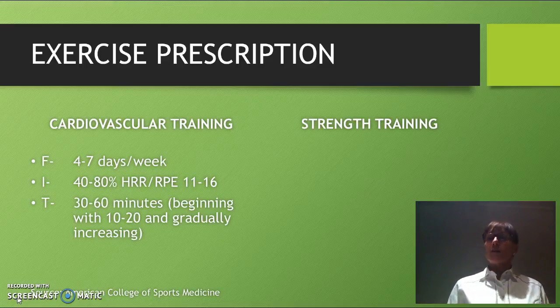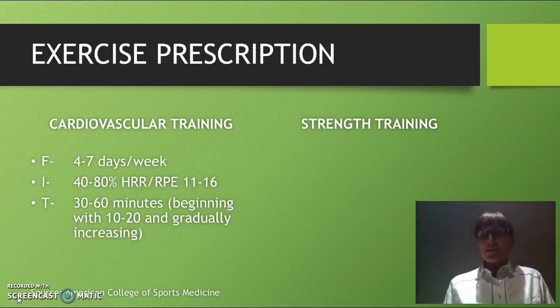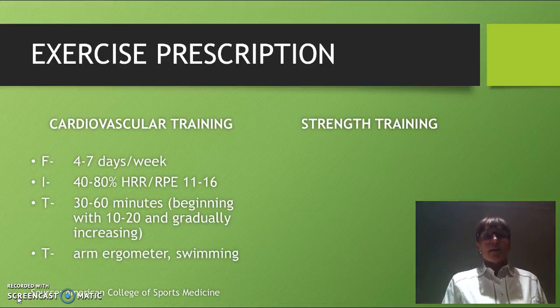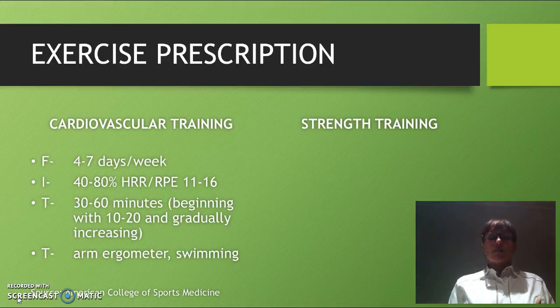It's important to note that if you're working with someone that is a recent amputee, their level of fitness and, like I said, their energy expenditure is going to change, and so you need to gradually start them with their cardiovascular training with short bouts of 10 to 20 minutes and then gradually increase. And then, of course, the type is going to be your arm ergometer, swimming, and like I mentioned on the previous screen, you could do some rowing exercises and whatnot. So again, really what's different is going to be the type of exercise.